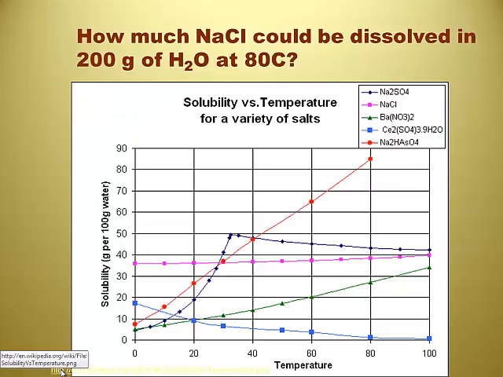How much sodium chloride could be dissolved in 200 grams of water? Well, if 39 grams in 100, I would imagine twice as much, because it's twice as much water. So 39 times 2 gives us 78 grams per 200 grams of water.